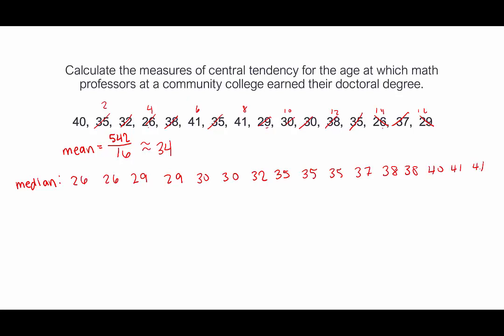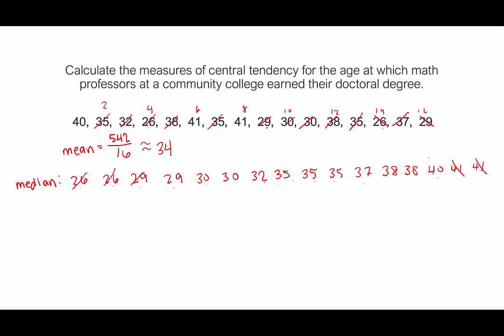Because there were a lot of them, I'm just going to double check that I really have 16 numbers here. So 1, 2, 3, 4, 5, 6, 7, 8, 9, 10, 11, 12, 13, 14, 15. Okay, I did count 16. So now I'm also expecting there to be two numbers in the middle. So if I go to calculate the median and there's only one number in the middle, I might have left a number out. So it's a nice little check for us.